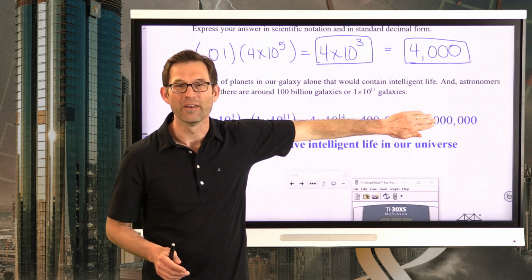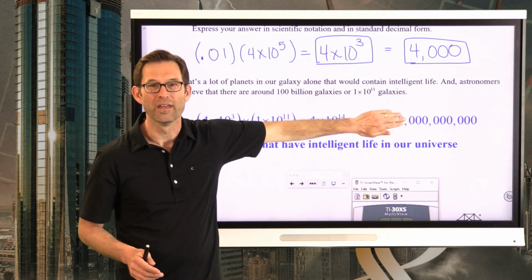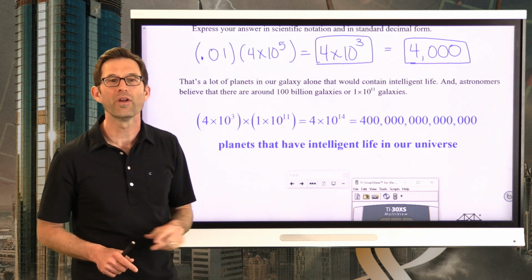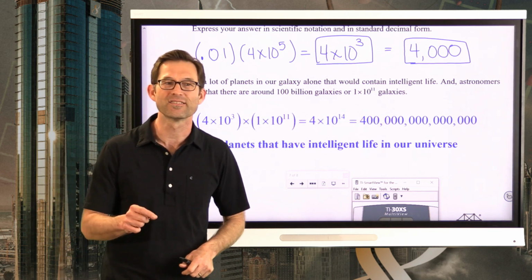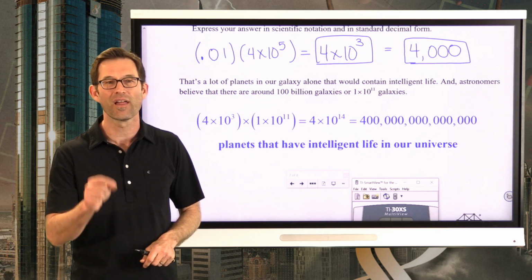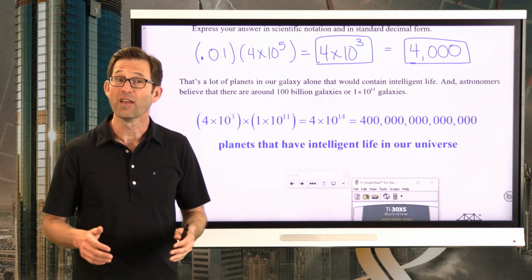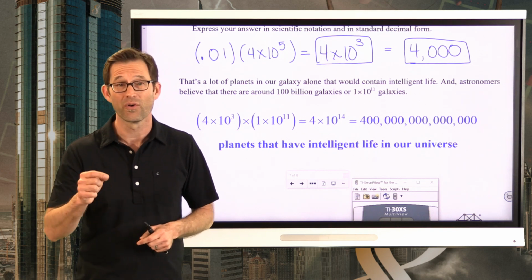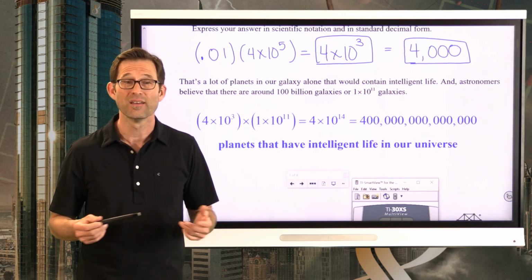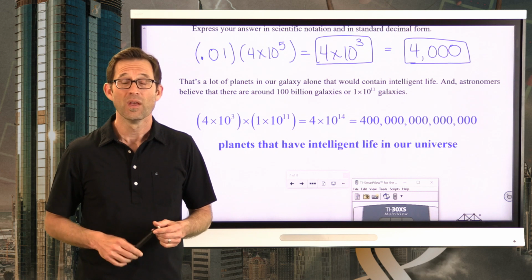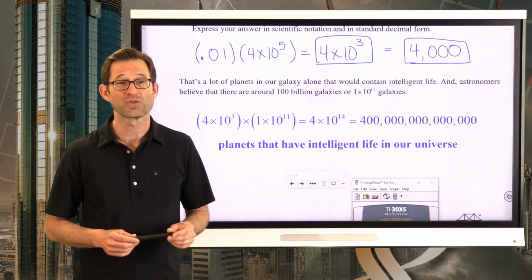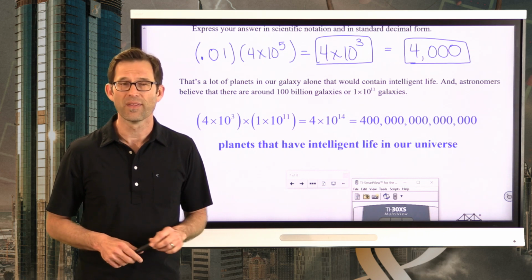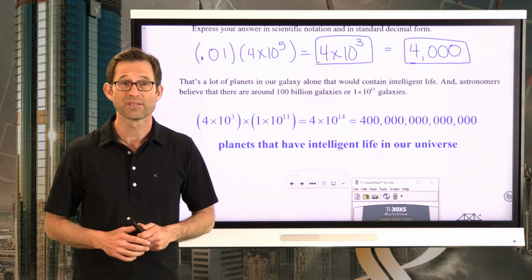This is a million. This is a billion. This is a trillion. 400 trillion planets in our universe that have life, and that's if we're being very conservative with that 1 out of 100 in each stage. Isn't that amazing? Right? So if you have any doubt whether or not there's extraterrestrial life out there, this is a pretty convincing argument that in all likelihood there is.